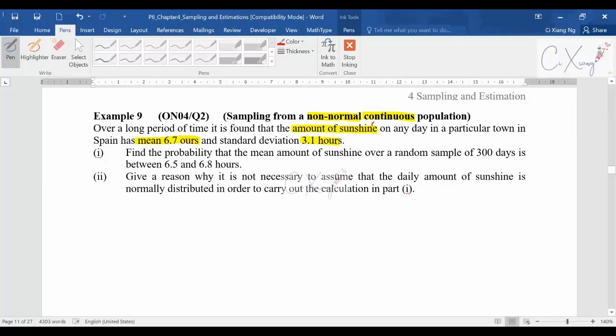From here, you know that this is a continuous random variable. And in this sentence, you didn't see any word that is related to normal, correct or not? So this is a non-normal continuous population. From the sentence, you only know that the population mean is equal to 6.7, and the population variance is 3.1 squared.